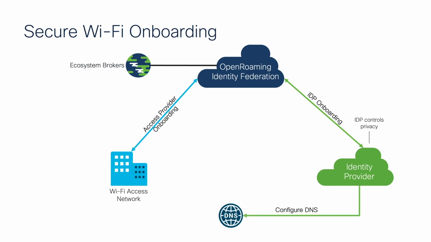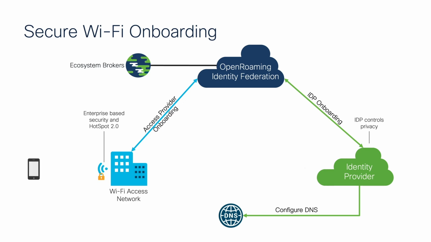Next, the IDP configures DNS so it can be discovered in the Identity Federation. The access network then configures its wireless network to use 802.1x authentication and to leverage Hotspot 2.0 and 802.11u protocols to advertise to end devices that it supports OpenRoaming and to let devices know which identities it accepts.